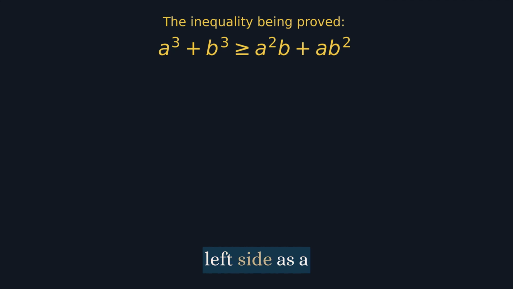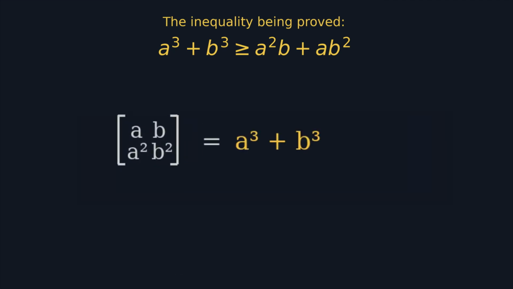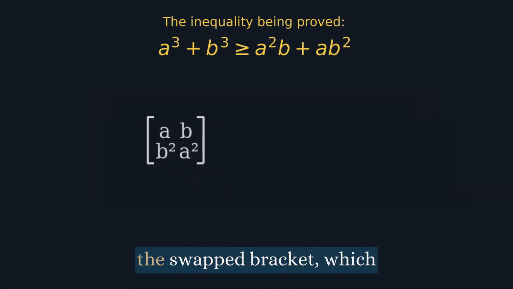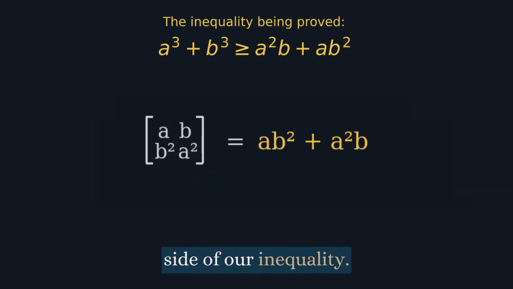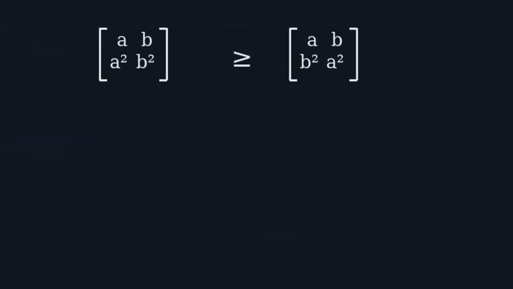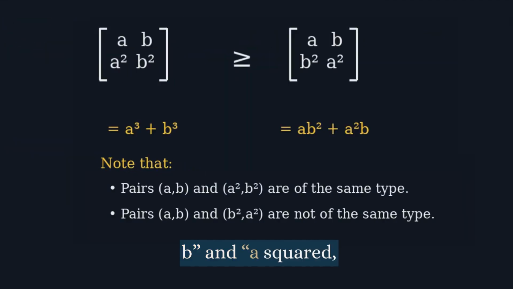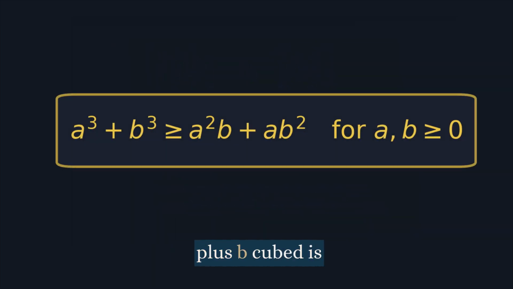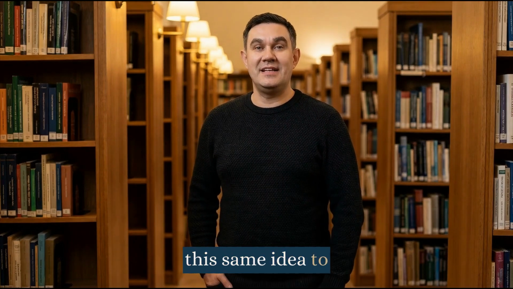First, we express the left side as a bracket of the pairs a, b and a squared, b squared. Next, we look at the swap bracket, which gives us the right side of our inequality. Rewrite. Since the pairs a, b and a squared, b squared are of the same type, while the pairs a, b and b squared, a squared are not of the same type, it follows that a cubed plus b cubed is greater than or equal to a squared b plus a b squared. Note that equality is possible only when a equals b. Thus, proof is complete. Next, we will apply this same idea to even more complex and beautiful inequalities.